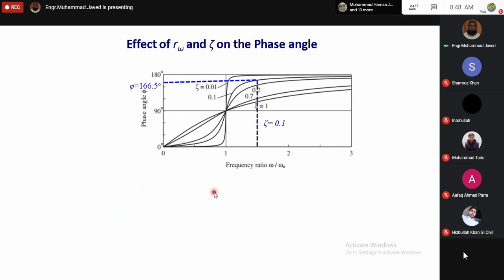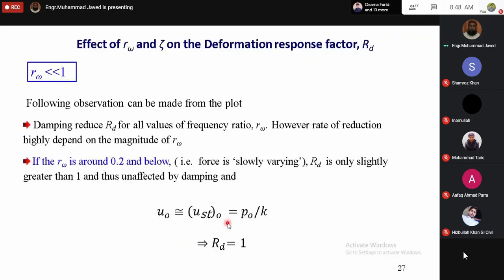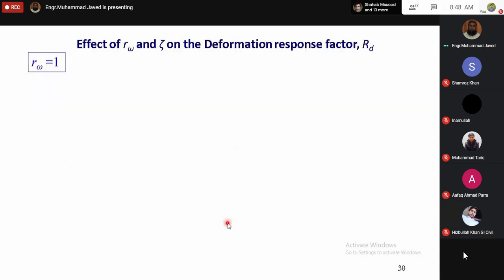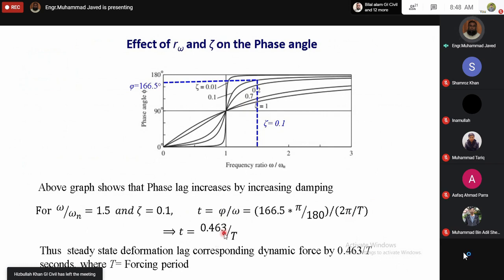अच्छा आगे बढ़ते हैं। सिमिलरली फेज एंगल इज, आपने यहां पर देखा कि फेज एंगल जो है ना ऑल्सो डिपेंड्स अपॉन जीटा। Similarly, we can calculate phase angle and we can convert it into corresponding time. So this graph shows that when frequency ratio is 1.5, damping ratio is 0.1, the t is 0.463 T. If I explain it further, let the T, which is the forcing time period, that is the time required by the harmonic force to complete one cycle, is 1 second.